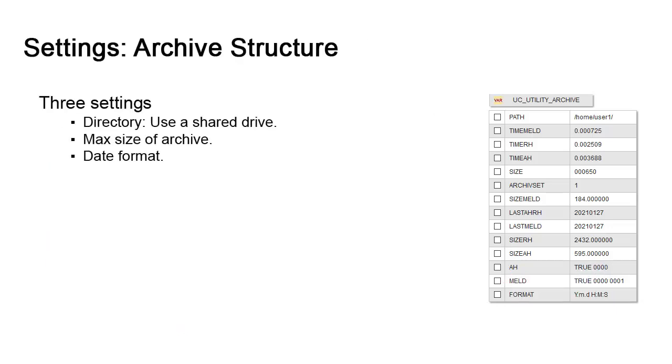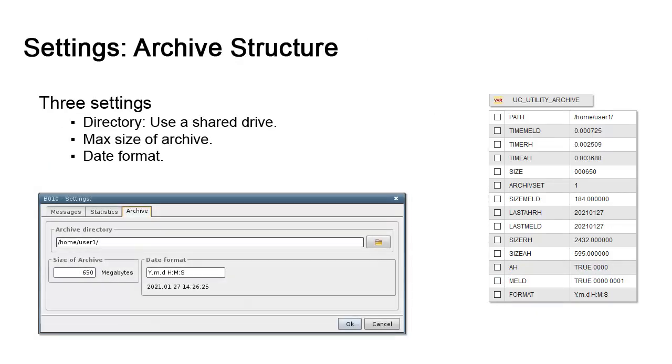The last tab is for the archive itself. We specify the archive directory and the maximum size of each archive before a new set of files is created. The default is 650 megabytes. When the archive reaches that, it splits off into a new file set. Finally, we can specify the format of the date applied to our archive records.